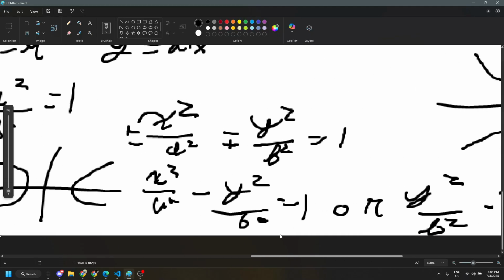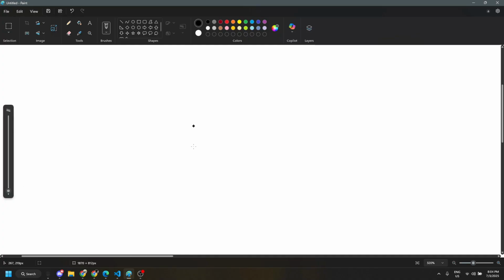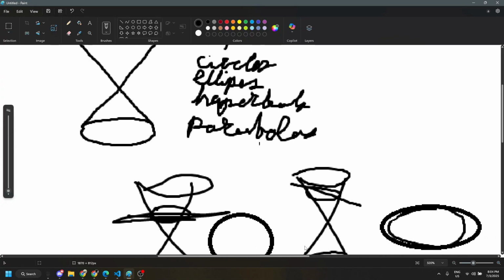Okay, so these are the equations. And the final thing I'll talk about is something called foci, which I believe all of these have.